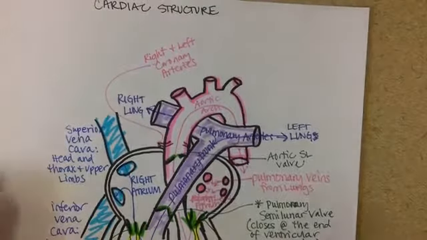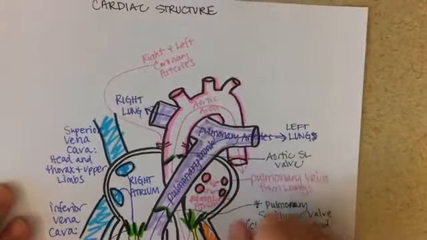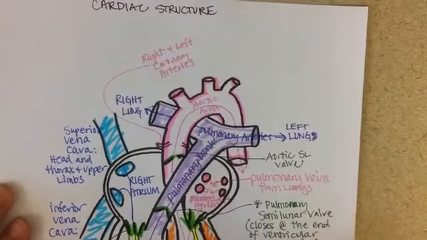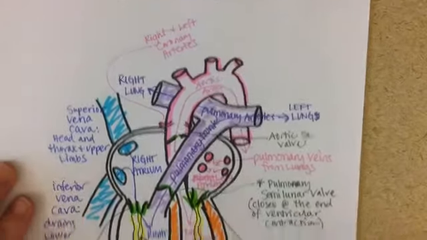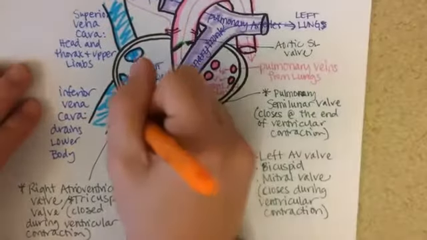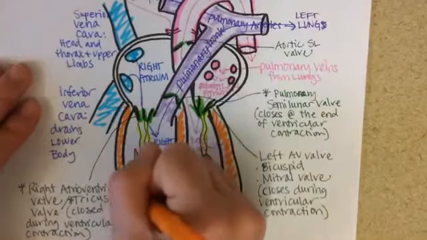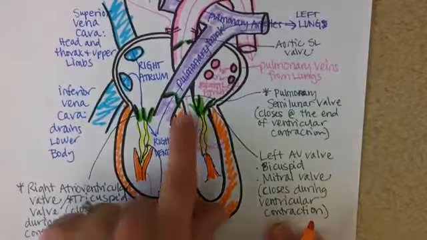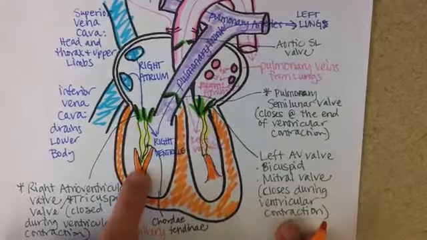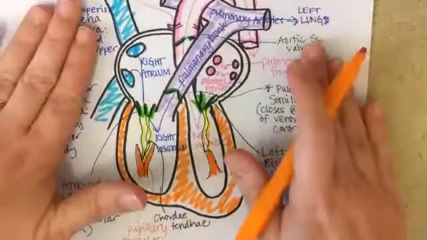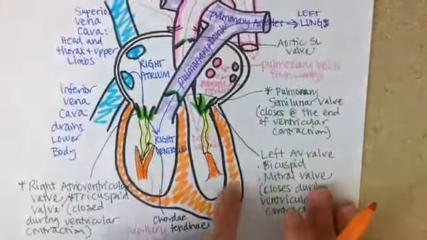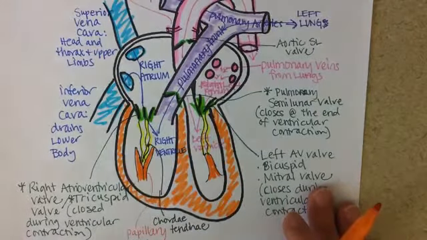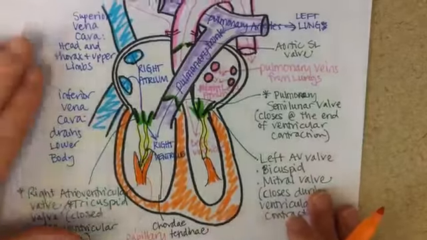What color have I not used very much? Maybe I'll use the orange again. So this is muscle. This is myocardium. You can see that the right ventricle doesn't have as thick of a muscle as the left ventricle, and that's because the right ventricle just has to pump the blood a few inches away to the lungs, but the left ventricle has to pump the blood all the way up to your brain and all the way down to your toes, so it's bigger and stronger.